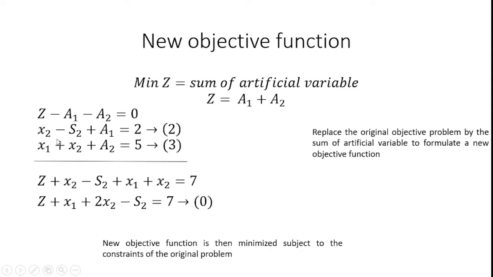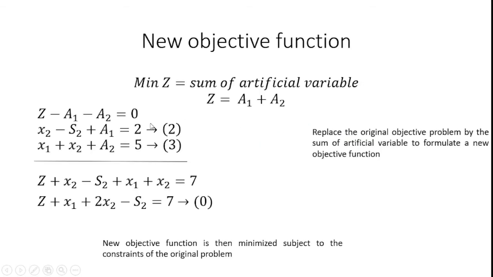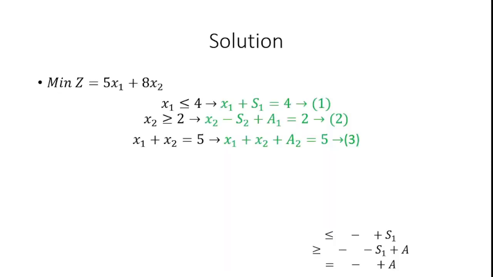Here x2 minus s2 plus a1 is equal to 2, according to the corresponding artificial variable equation. Here you see x2 greater than or equal to 2 is available, so I introduce a slack variable and an artificial variable in that same equation, so x2 minus s2 plus a1 is used for solving this problem. And then x1 plus x2, which is the third constraint equation available with this problem. So x1 plus x2 plus a2 is equal to 5.